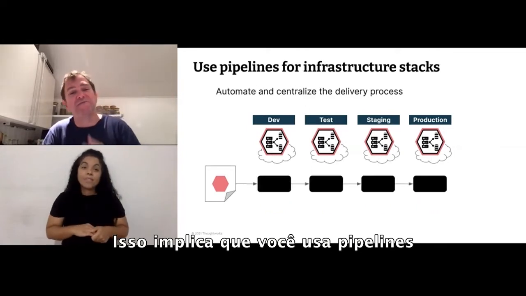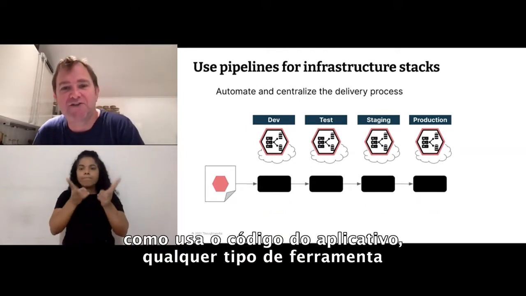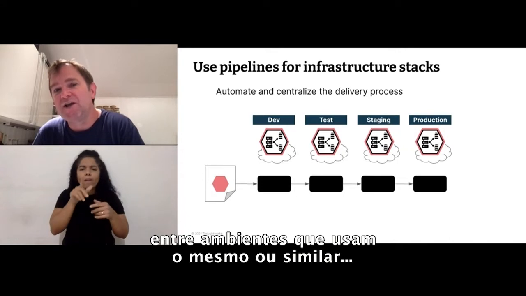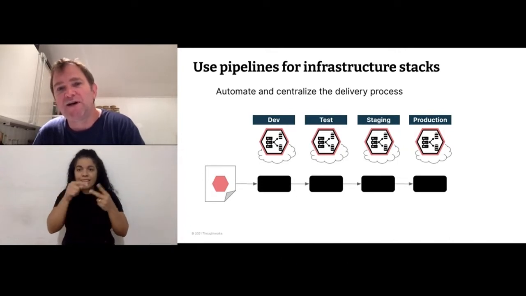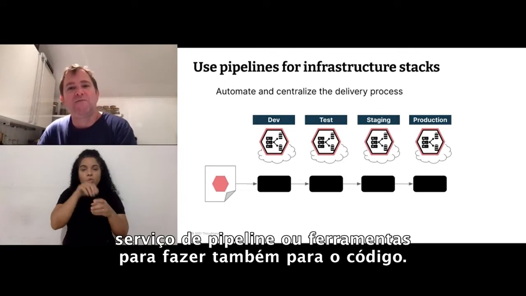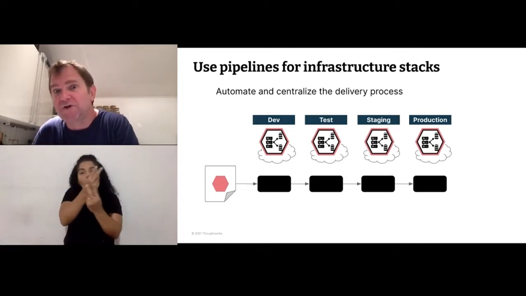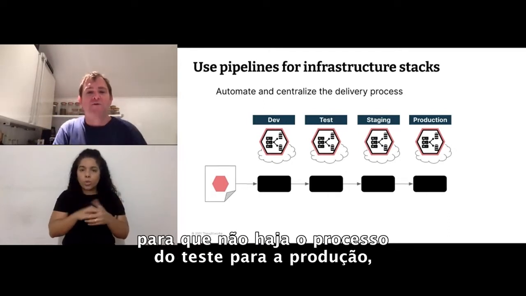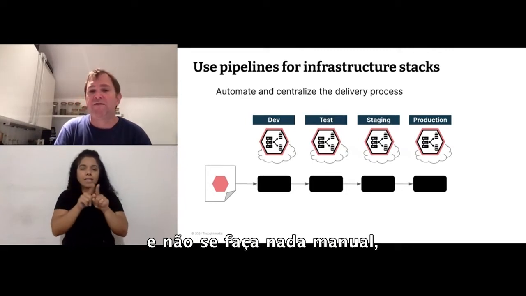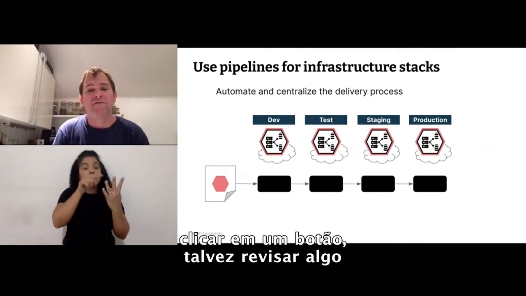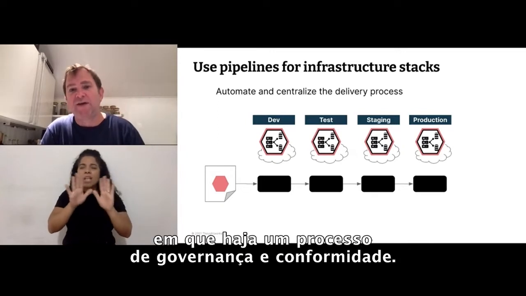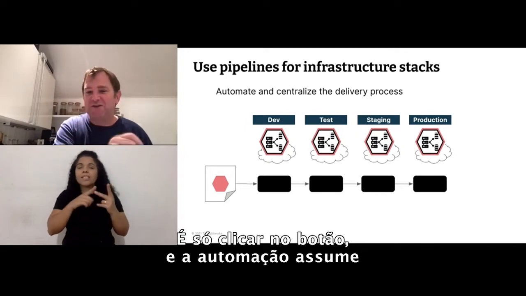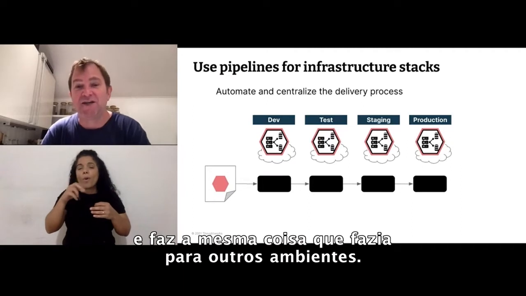And obviously this implies using pipelines, the same as you do for application code. Whatever kind of tooling you're using to deliver application artifacts between environments, use the same or a similar pipeline service or tooling for your infrastructure code as well. You want that process automated and centralized so that going from staging to production doesn't involve anybody doing anything manual or editing anything. It's simply a matter of clicking a button, maybe reviewing something where you have governance, process, and compliance, which means somebody has to review it. Then you click the button and the automation takes over and does the same thing that it did for each of the other environments.